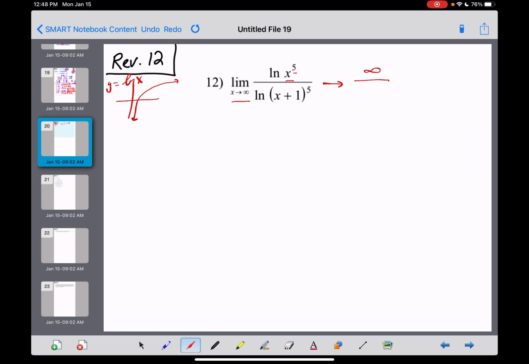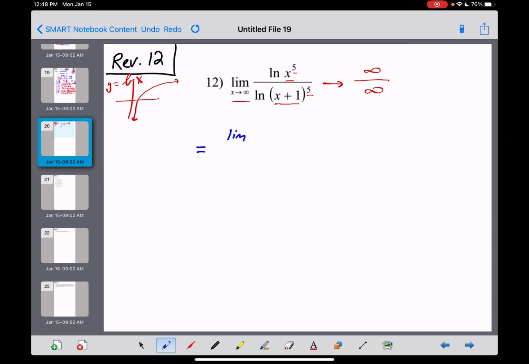And in the denominator, infinity plus 1, that approaches infinity. To the fifth power, infinity. Natural log of that, infinity as well. So this is one of the cases where direct substitution gets you infinity over infinity, and that means that it's okay to evaluate this limit using L'Hopital's rule.